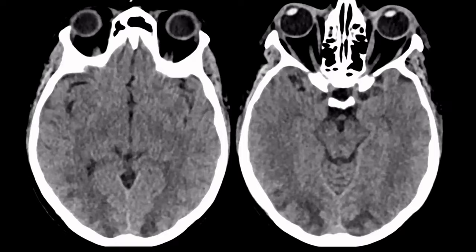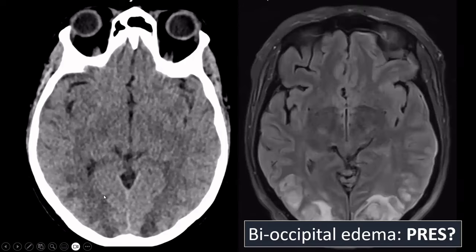Last case, this is a woman who developed seizures shortly after giving birth. And what do we see? We see hypodense changes in both occipital lobes. The cortex is spared. They are located in the subcortical white matter. You could say, could these be bioccipital infarctions? But then it is strange that the cortex is not involved. This was PRES. PRES, posterior reversible encephalopathy syndrome.